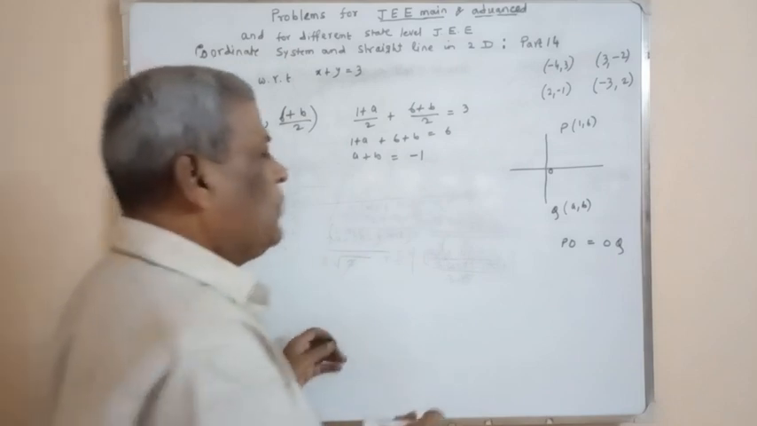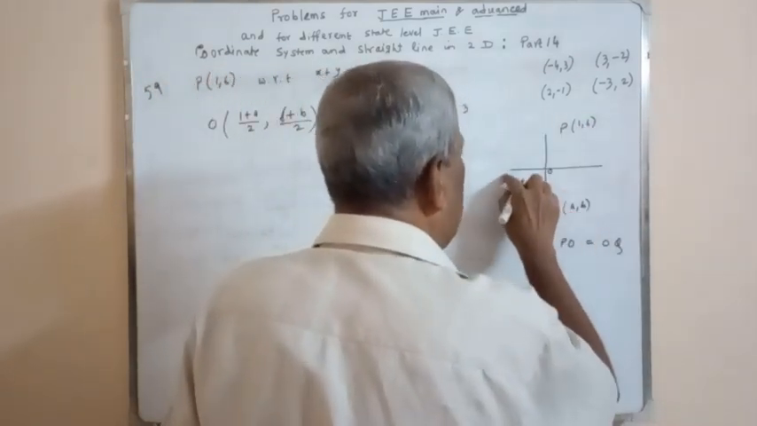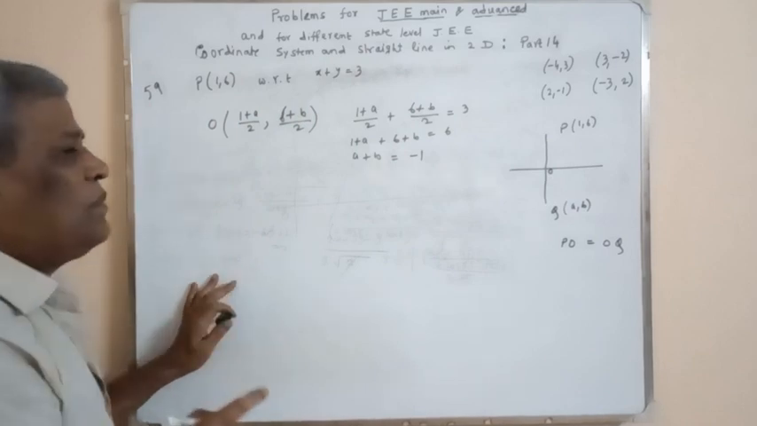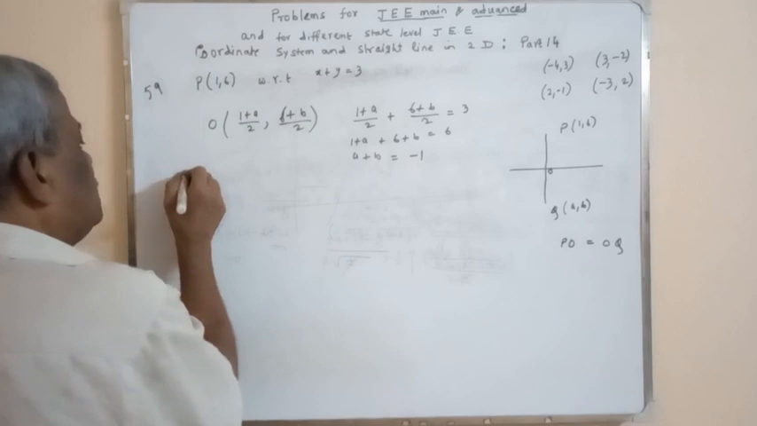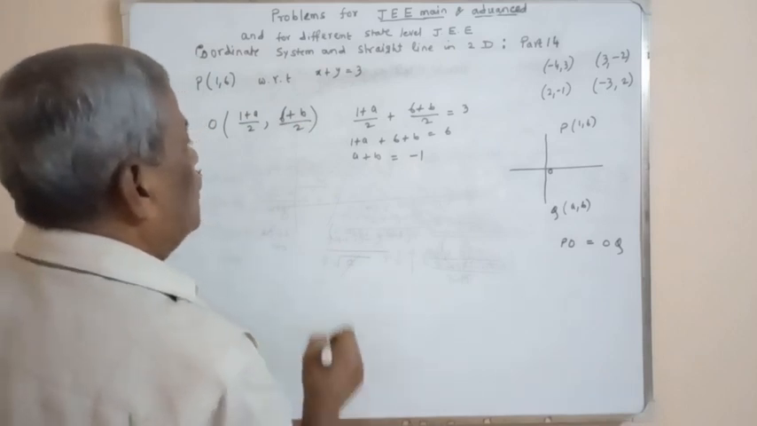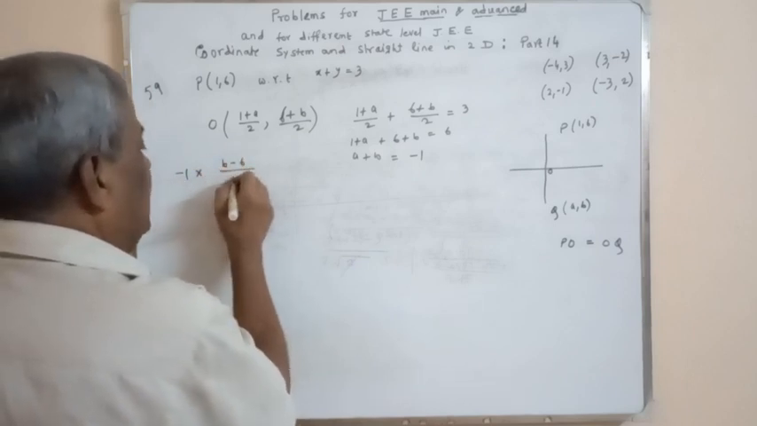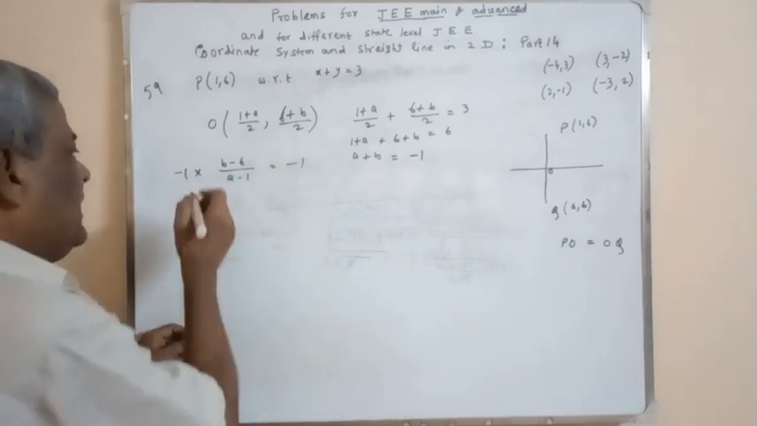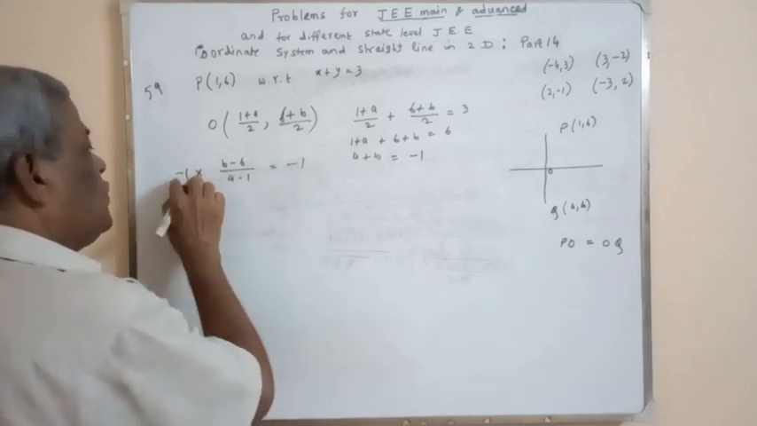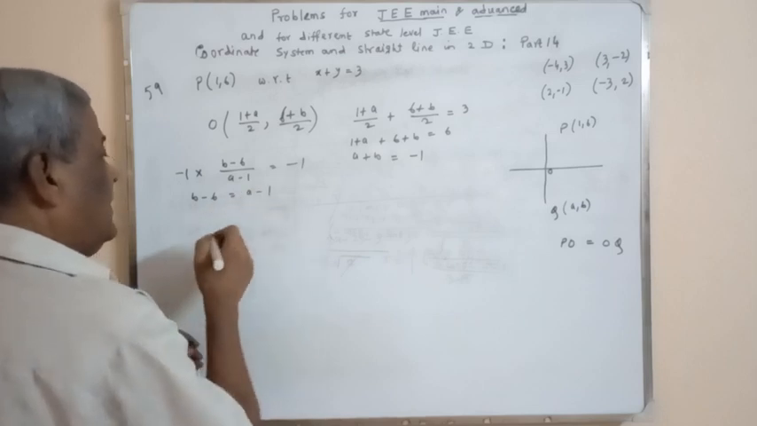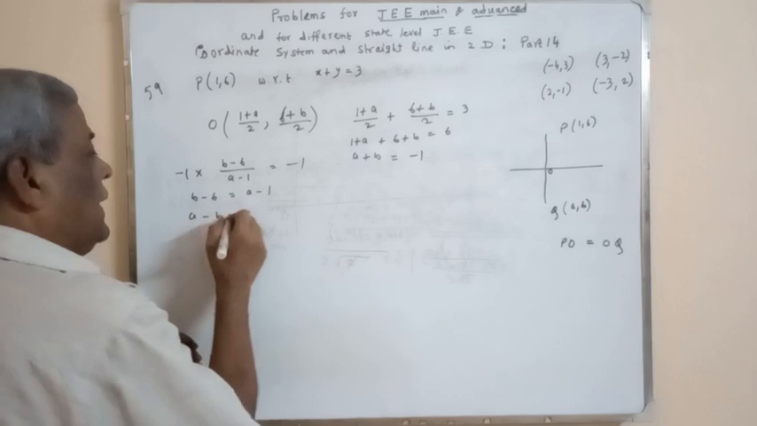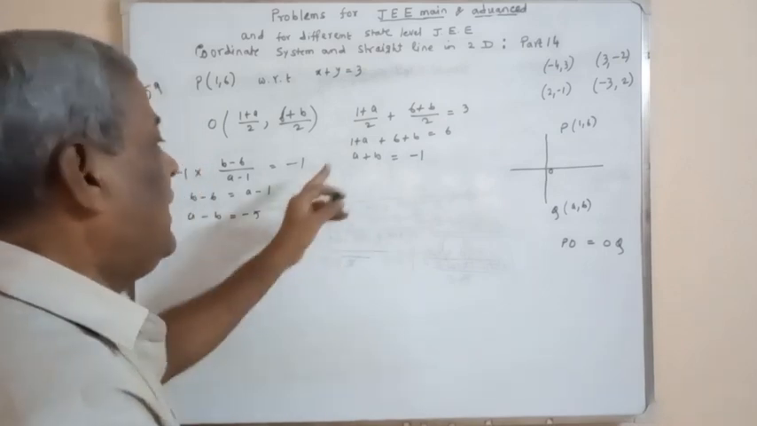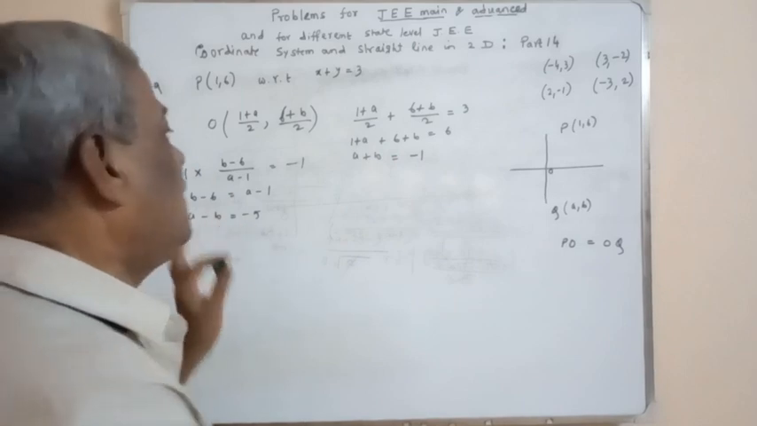Similarly, one more thing: the PQ straight line is perpendicular to the given straight line. Therefore, the product of their gradients must be minus 1. Gradient of the given straight line is minus 1, into gradient of PQ, which is (B minus 6)/(A minus 1), is equal to minus 1. Because they are perpendicular, B minus 6 is equal to A minus 1. That is A minus B is equal to minus 5. So we get two relations between A and B: A plus B is equal to minus 1, A minus B is equal to minus 5.